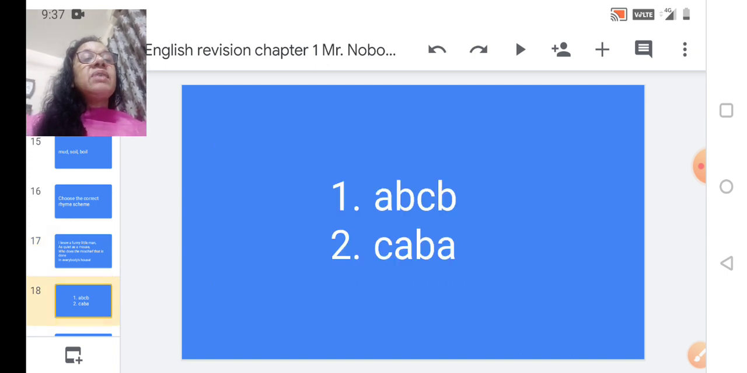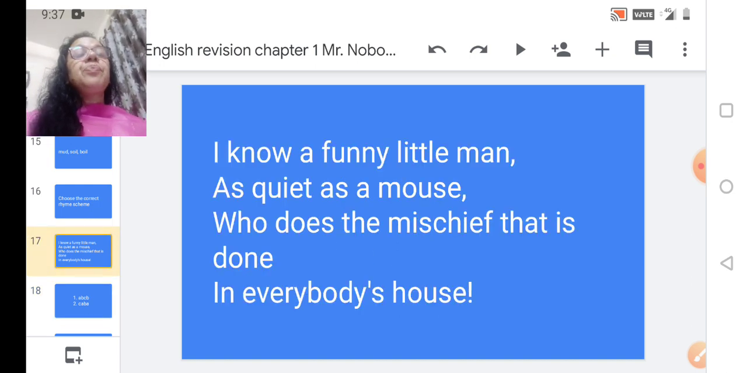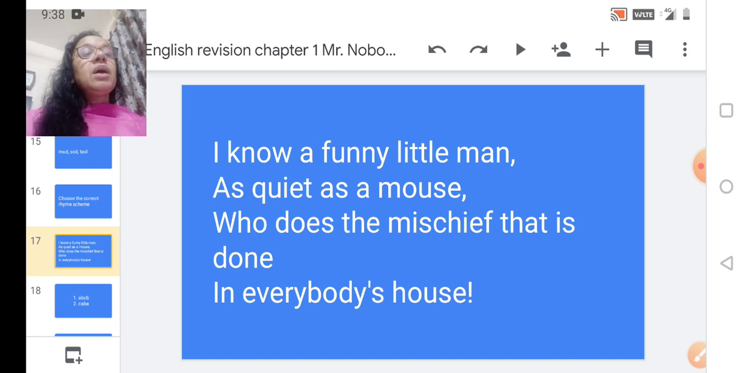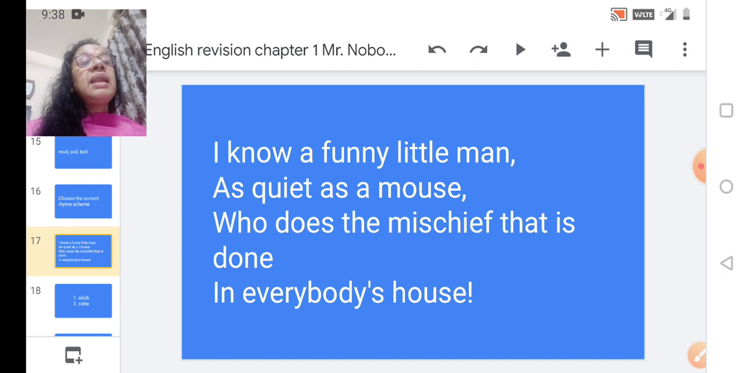See, there are two options given: A, B, C, B, and the second one is C, A, B, A. Now let us look at this stanza. Look at the last word of the first line, man. So that will be A. The next line, the last word is mouse. So it doesn't rhyme, so A, B. Now the third line, the last word is done. So A, B, C. And the fourth line is in everybody's house.